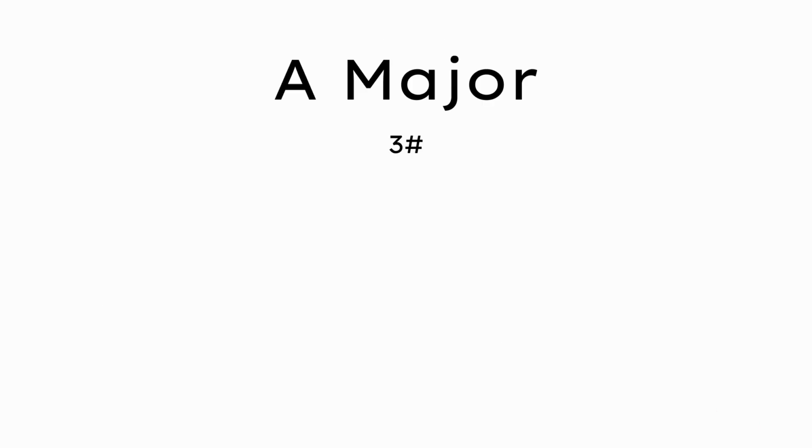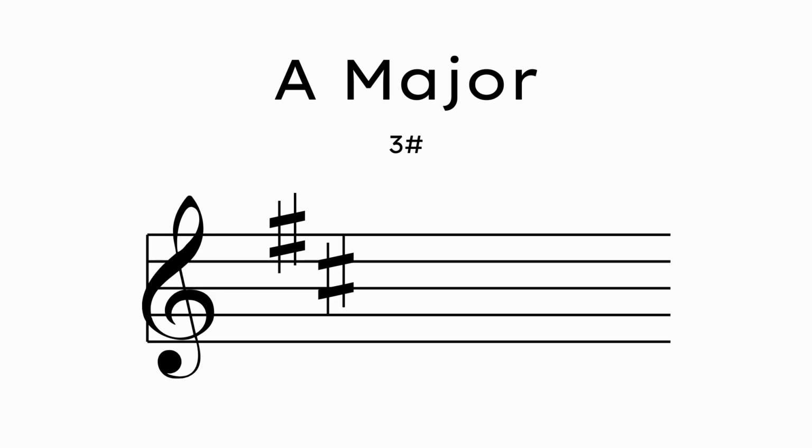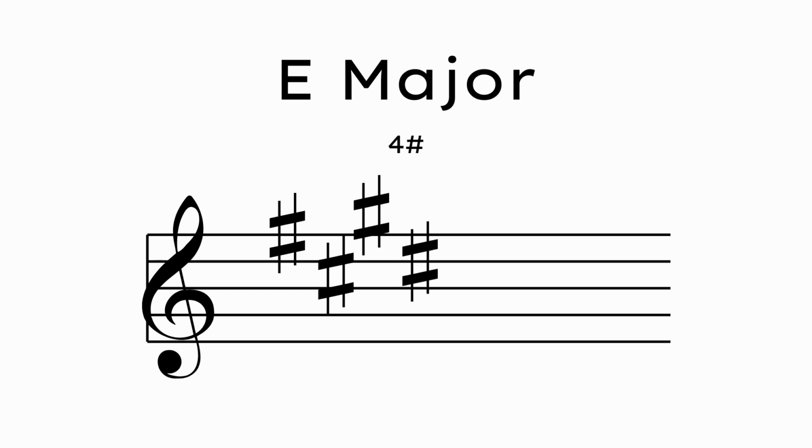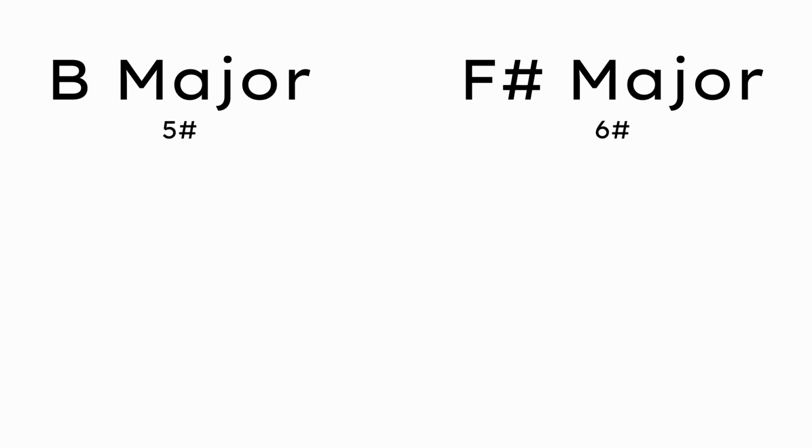So the key of A major has 3 sharps, since it is the 3rd letter on the sharp side of the circle of fourths. The previous key of D major has F sharp and C sharp, and the letter before A is G, so the 3rd sharp is G sharp. The 3 sharps in the key of A major are F sharp, C sharp, and G sharp. With that knowledge, we know that the 4 sharp key of E major has F sharp, C sharp, G sharp, as well as D sharp, the letter that precedes E in the musical alphabet. This applies to the keys of B major and F sharp major as well.